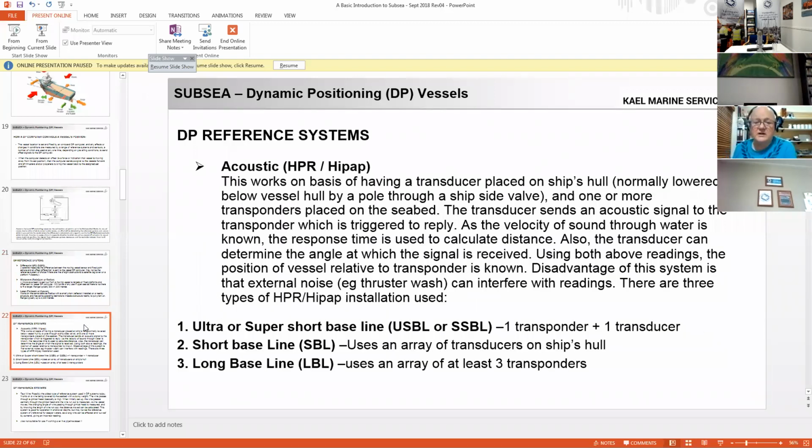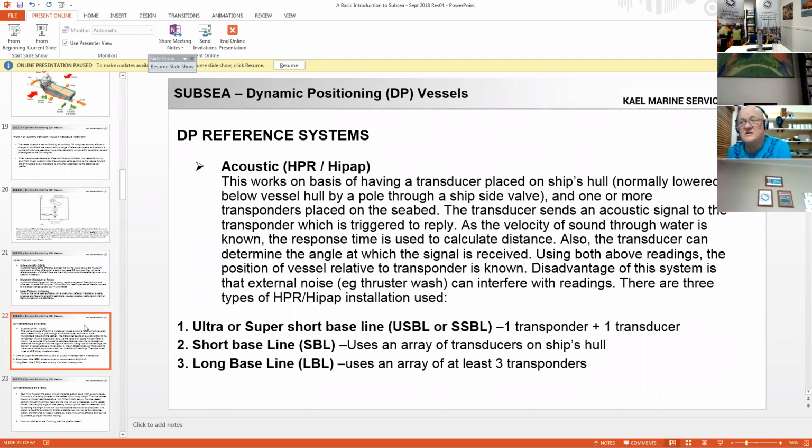So then you have acoustic DP reference systems, an HPR or a HiPAP. This works on the basis of having a transducer placed in the ship's hull. It's normally lowered below the vessel hull by a pole through a ship side valve or a bottom valve, and one or more transponders placed on the seabed. The transducer sends an acoustic signal to the transponder in the seabed, which is triggered to reply. The velocity of sound through water is known, so the response time is used to calculate the distance. Also, the transducer can determine the angle at which the signal is received. Using both these, distance and angle, the position of the vessel relative to the transponder is known.